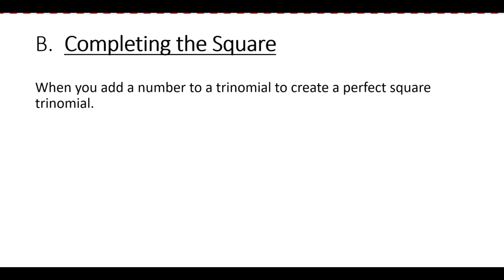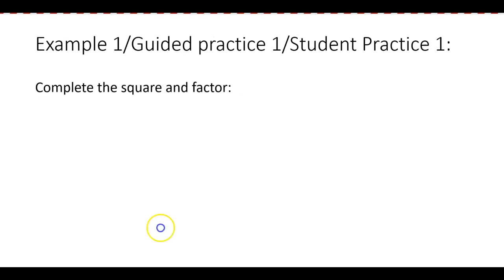Okay, so another vocabulary word here for you guys, completing the square. Completing the square means when you add a number to a trinomial to make it become a perfect square. All right, so that's what we're going to do here, is I'm going to give you guys a trinomial, and we're going to have to add a number to make it become a perfect square trinomial. We've already done one, but we'll do it again. So here we go. X squared plus 18x plus blank. See if you can find the blank.